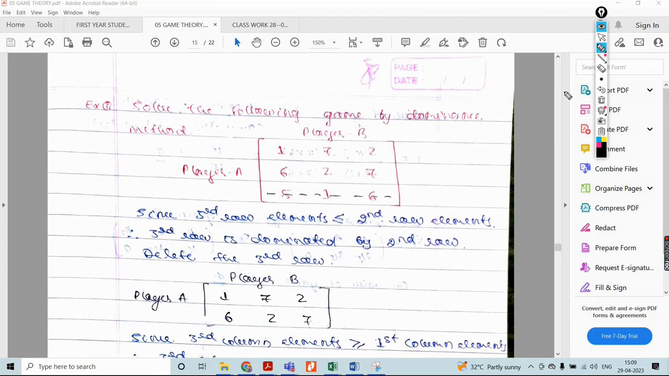First step is what? Compare the row elements. 1, then 6. Which is greater? 6 is greater. Then with respect to 7, and 2, obviously 7. Next you can check 2 and 7: 7. Not possible. But compare this with the other. 6, 5: this is less. 2, 1: this is less. 7, 6: this is less.